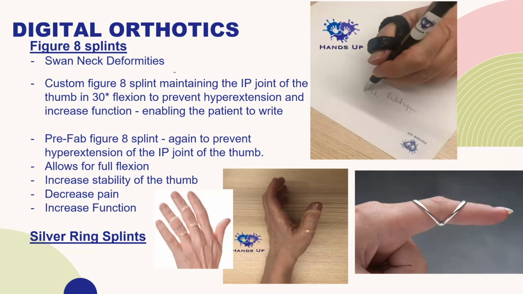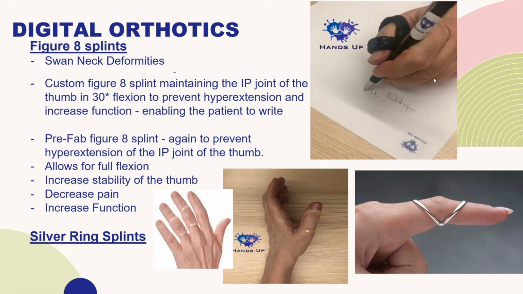So digital orthotics, these are probably the most common splints. And as we mentioned earlier, one of the most common presentations is a swan neck deformity or a zigzag deformity in the thumb. So in the top photograph is a custom-made figure-8 splint that is helping a patient hold a pen and grasp so that they can write with greater ease. What this splint does is it keeps the tip of the thumb, the joint, in a 30 degrees flexed position, which is a more functional position, and prevents that joint from hyperextending to enable them to grasp a pen. This one was custom molded for the patient.